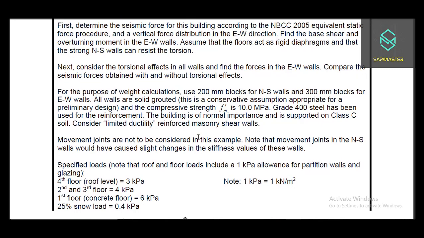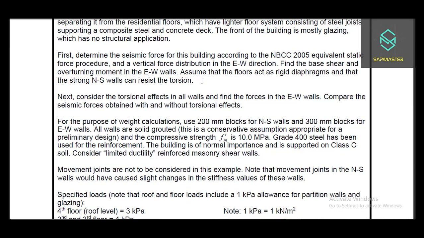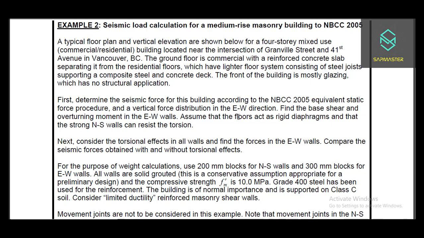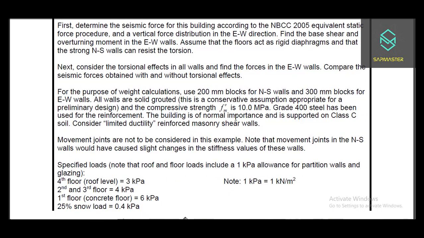So it was a very long description of our project. You can always have a look at this one. It includes all the necessities that you need to know to calculate the base shear, and it's going to be very useful for you.